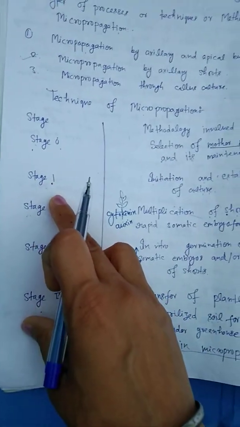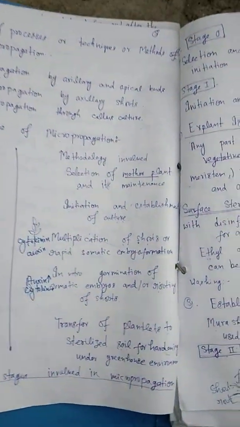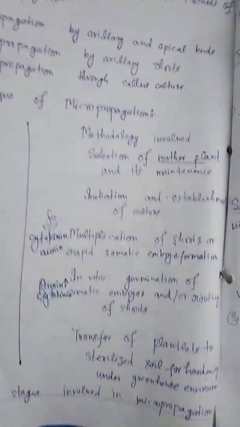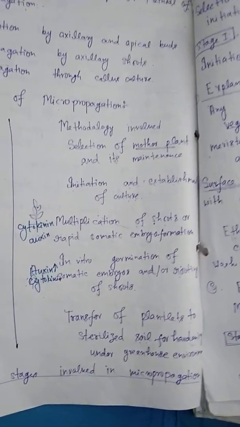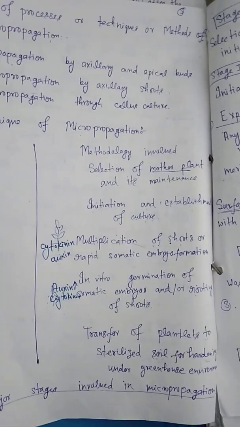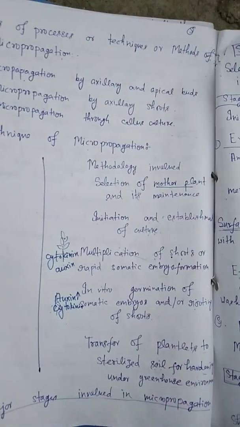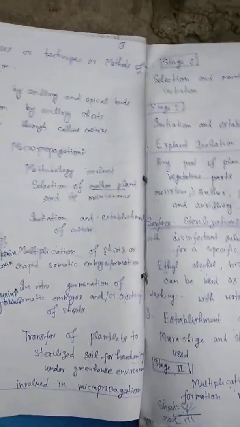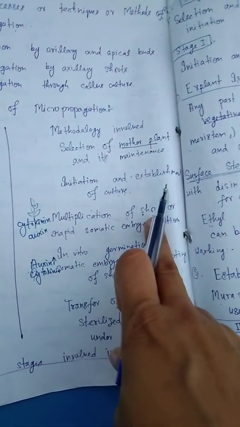Then stage first comes. And in stage first, we'll initiate the culture. We can take MS medium for the culturing process. And for the culturing process, we'll select the explant. An explant can be a small piece of plant that is taken from the plant. That can be leaves, stems, roots, shoot tip, meristem. Then stage second comes, and in this stage second, multiplication of shoots is involved.